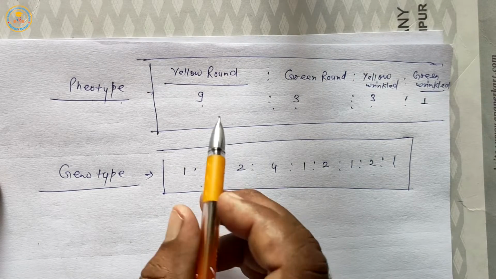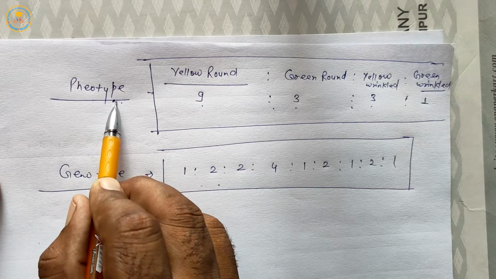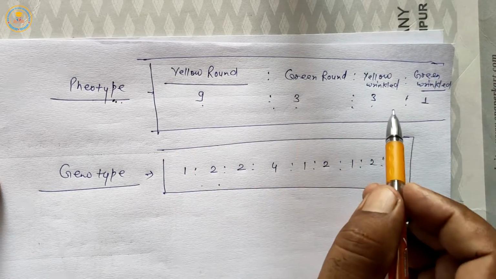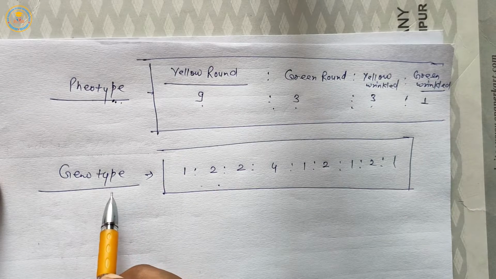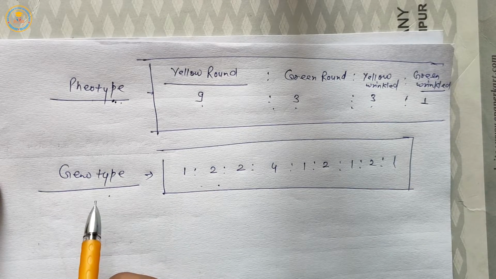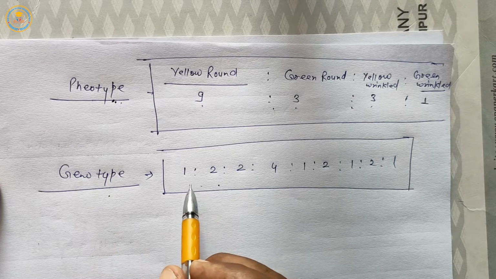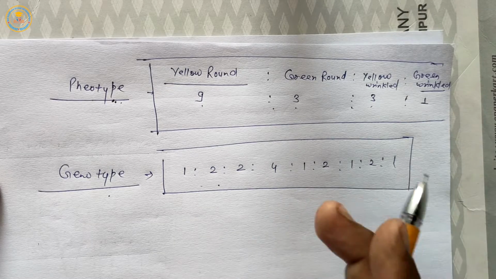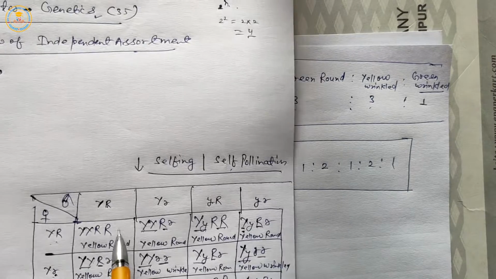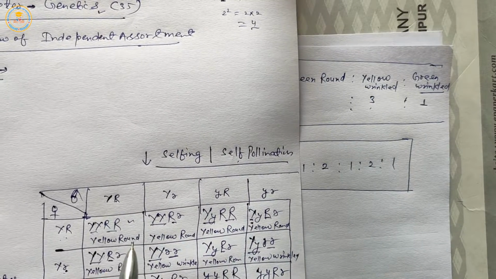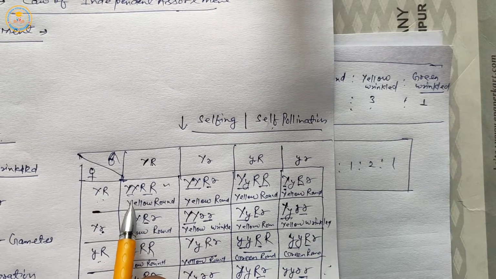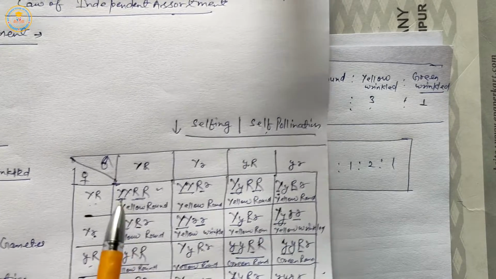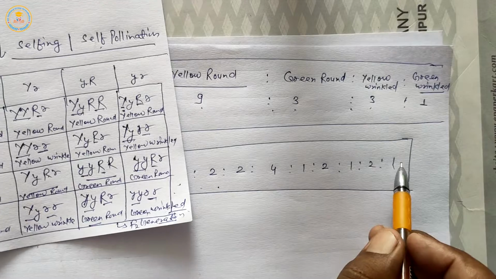Once again, the phenotype of the dihybrid cross, or of the law of independent assortment, is 9:3:3:1, and the genotype of the dihybrid cross and of the law of independent assortment is 1:2:2:4:1:2:1:1. In this table, the first is only a single dominant plant, and twice means both characters are dominant.